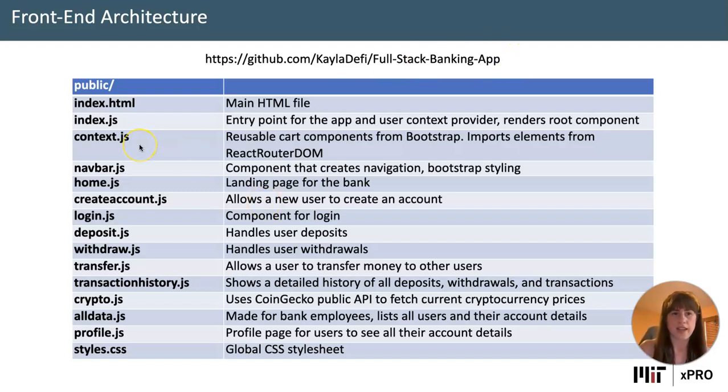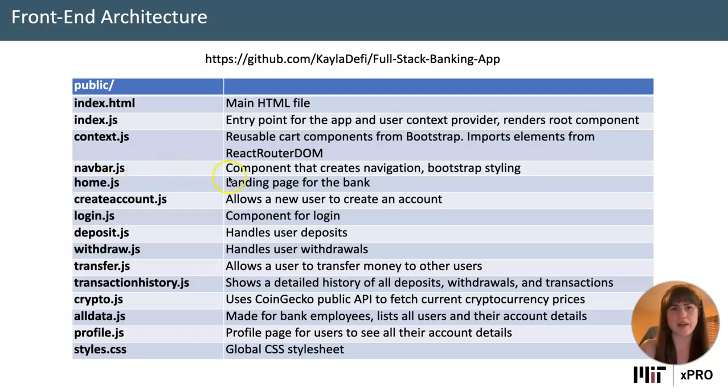And then I have context.js, which imports the elements from React Router DOM, but it's a little confusing that I named it context because it's mostly the reusable card component from Bootstrap that handles the styling of each page. The rest of the components are quite self-explanatory.